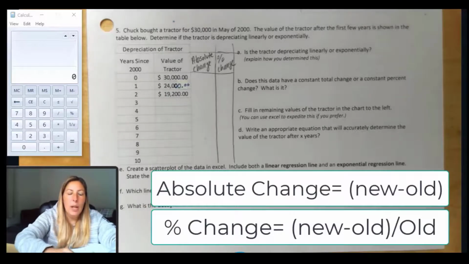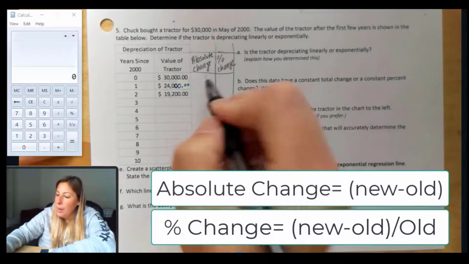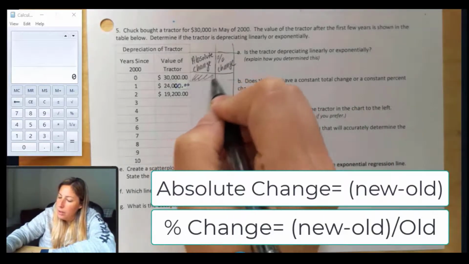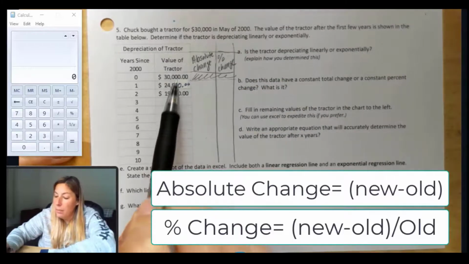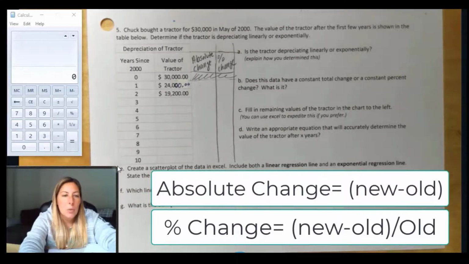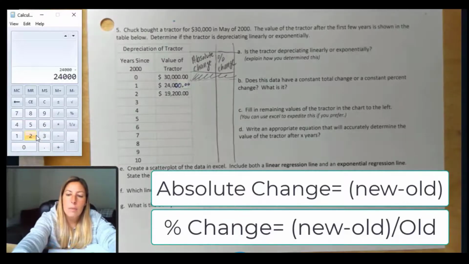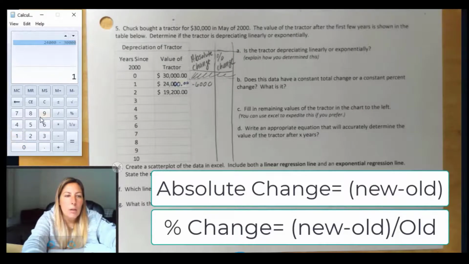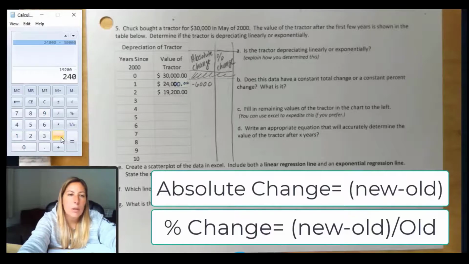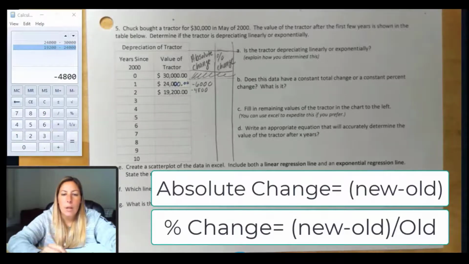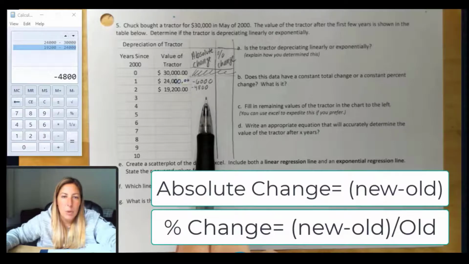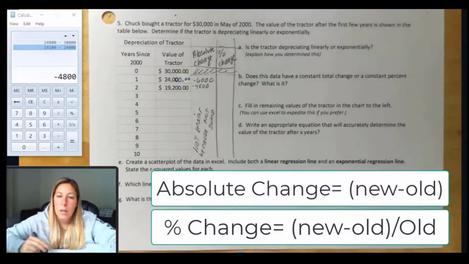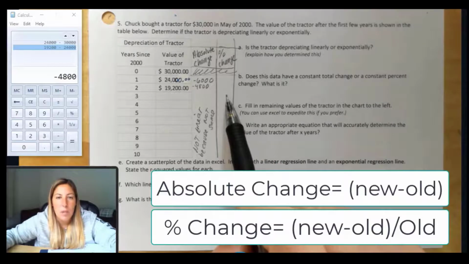Now let's go ahead and really quickly calculate the absolute change. Remember, you're not going to use this first one. You're going to calculate the absolute change by this one minus this one. That's what's going to go in that first box. So we're going to go ahead and do 24,000 minus 30,000, which should be negative 6,000. Now I'm going to do 19,200 minus 24,000, and I should get negative 4,800. Well, we can already tell that these aren't the same, so it's probably not going to be linear. Let's see what our percent changes come up to be. If they're the same, then it'll be exponential.